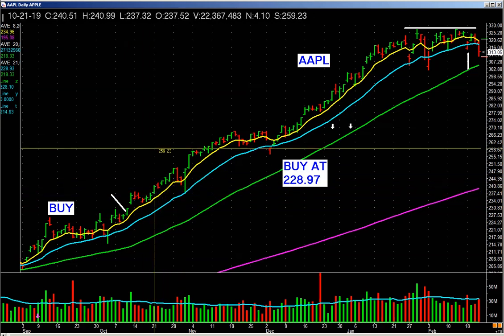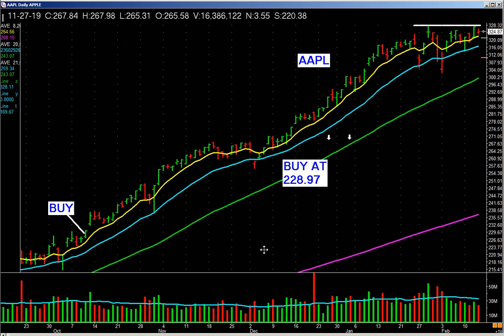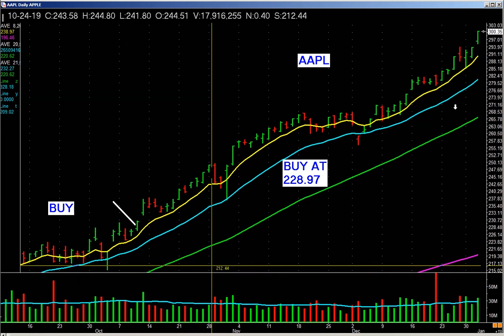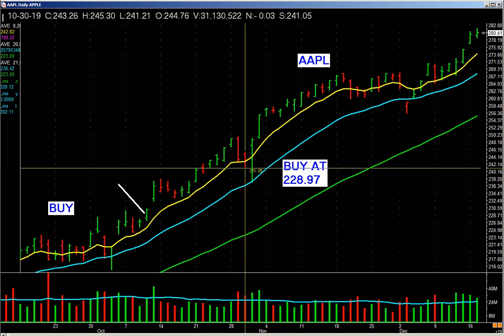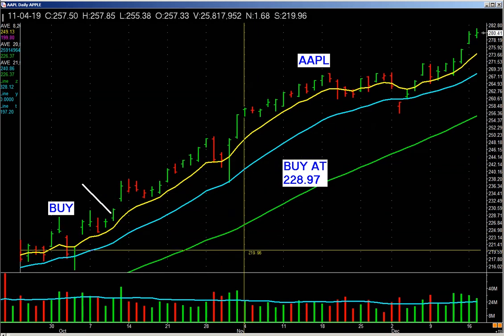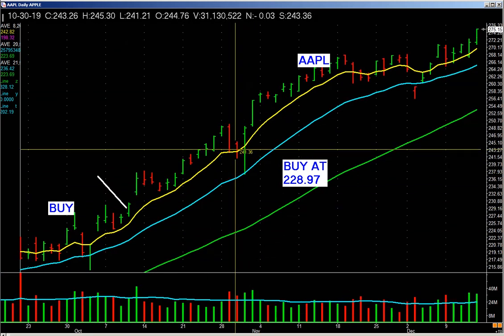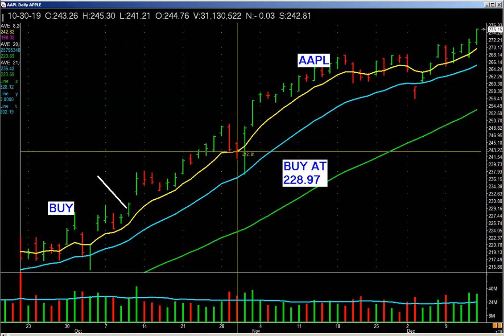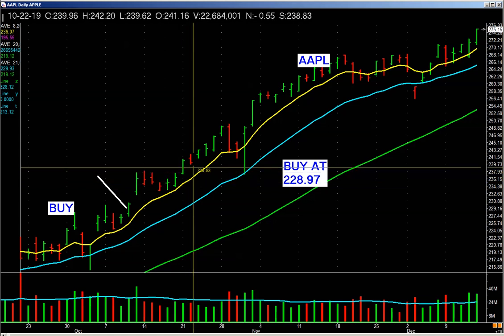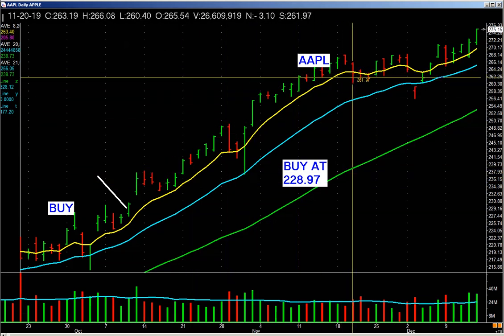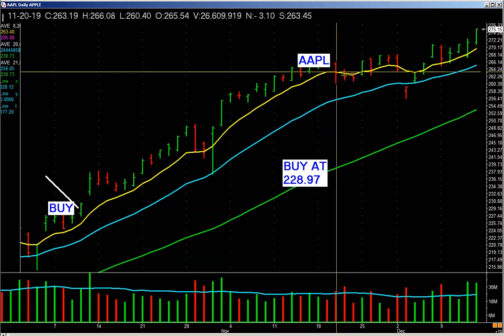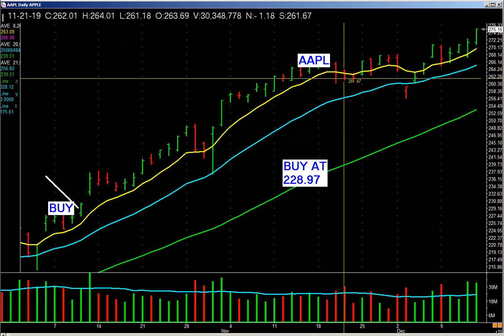And you can say, what about right here? I'm going to do something for you. I'm going to enlarge this. Look very closely. You see the little hash mark? I'll make it even bigger. See the little hash mark? It closed above the 8 day on that bar. This whole move closed above the 8 day. Then finally, right here, if you look closely, it closed right at it, and the next day it closed below.